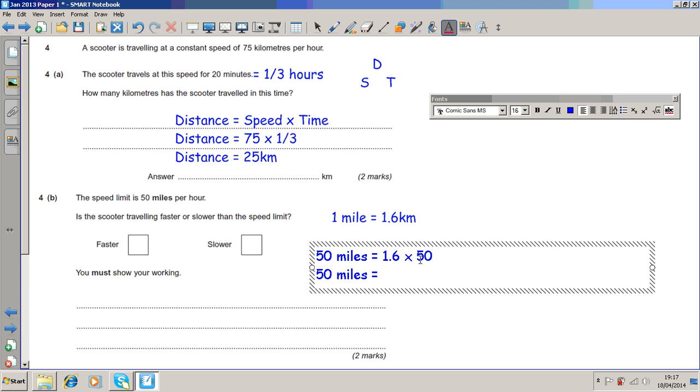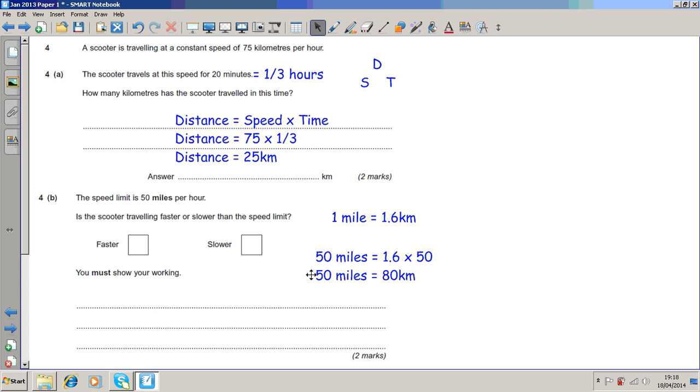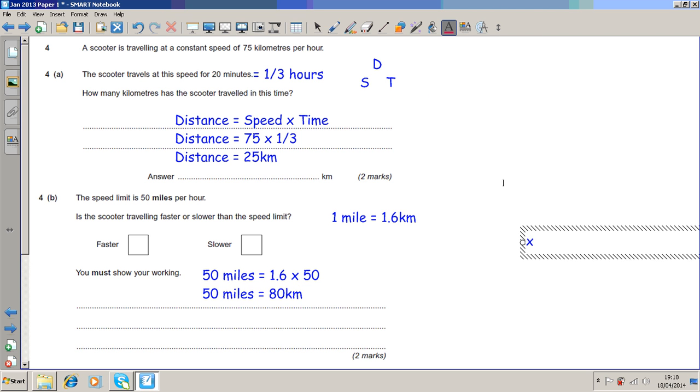So if I'm going to times by 50, I'll times by 10 first to give me 16, and 16 times 5 is 80. Okay, so the speed limit is 80 kilometres an hour. Well, the scooter is going 75 kilometres an hour. So he is going slower than the speed limit. I think that working out is fine.